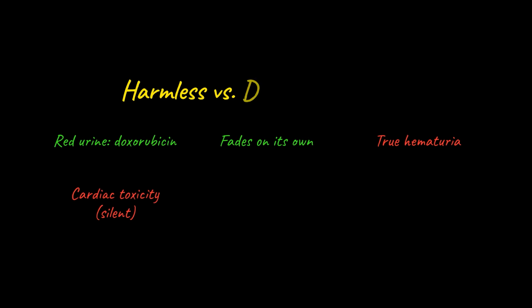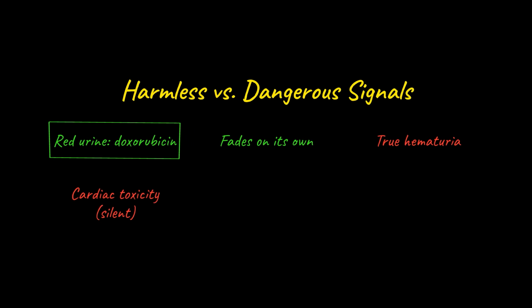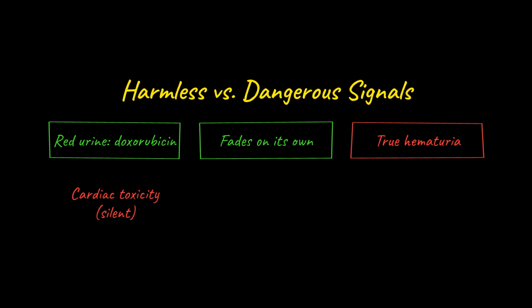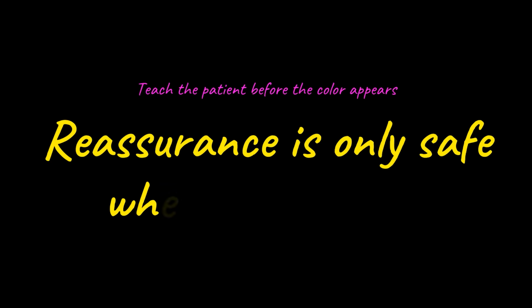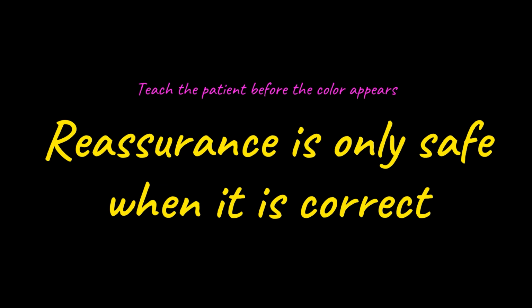It is harmless, with no underlying injury, and it is expected, a predictable, normal result of the drug. The clinician's discipline is separating harmless effects from dangerous ones. Reddish urine from doxorubicin needs only explanation. True blood in the urine is a different matter entirely, and the drug's cardiac toxicity is silent, delayed, and potentially fatal, demanding close monitoring. The remedy for patient fear is simple, timely teaching.